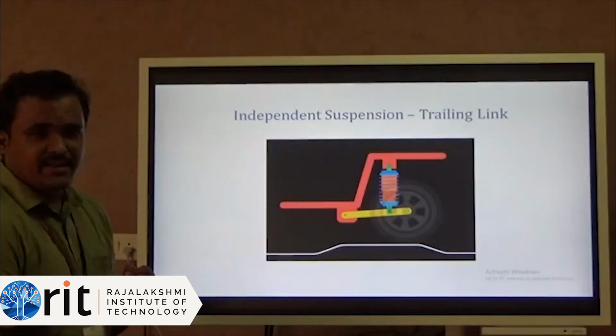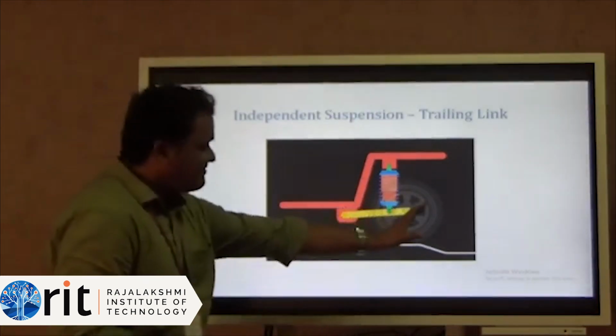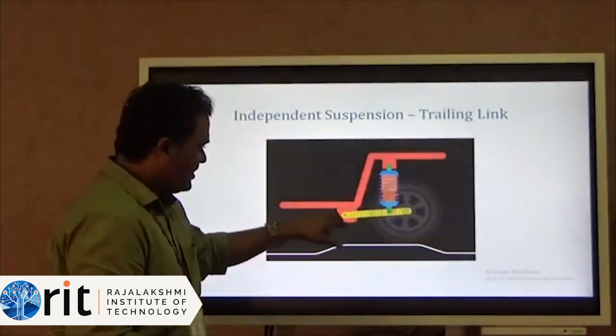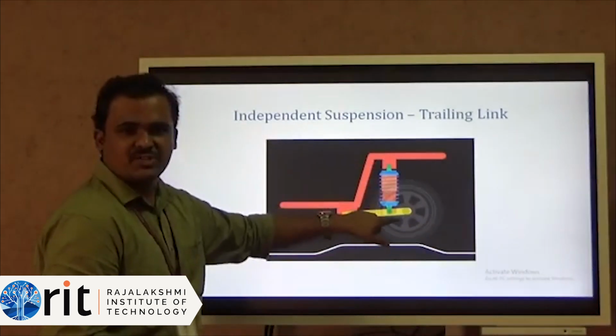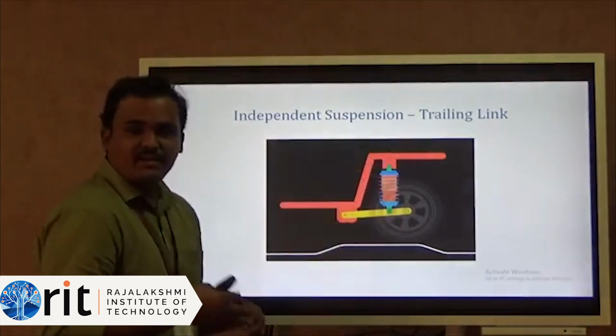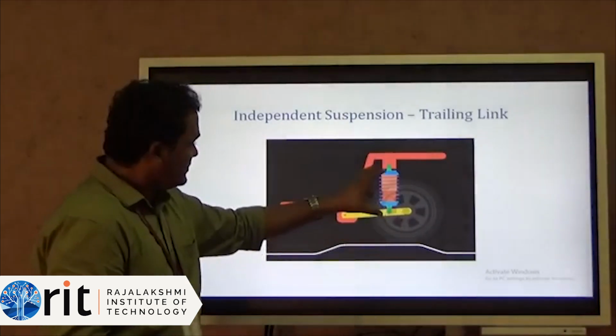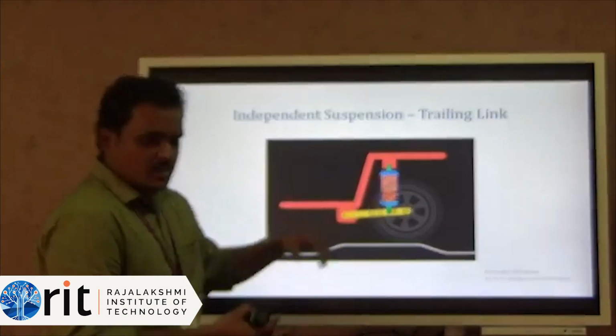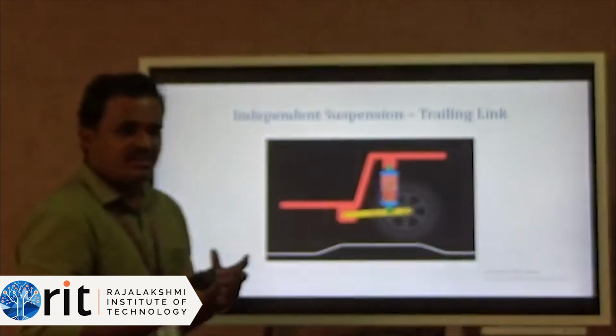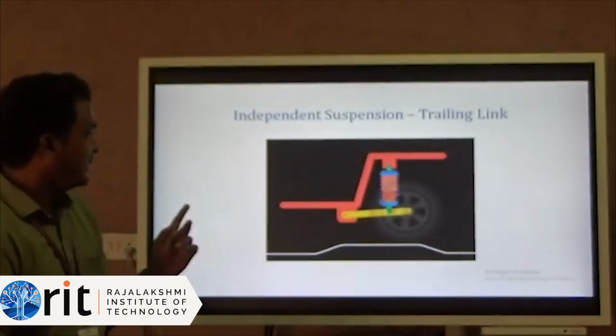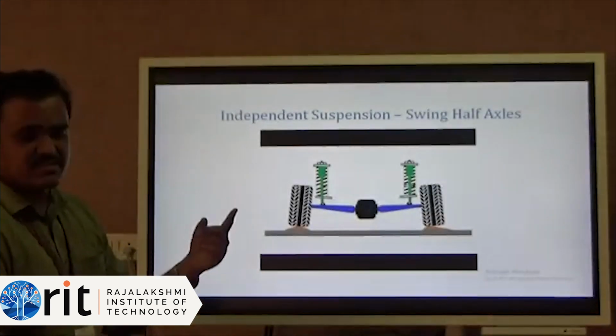The next one is trailing link. Trailing link is nothing but after the wheel alignment, the link will be there. This link will be mounted with spring to the frame. When the tire moves along the bumps, using this trailing link, the spring will attain a compressive state, so the tire can move up and down freely. It will create a suspension. This is trailing link.